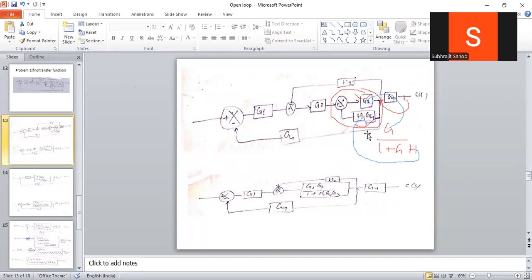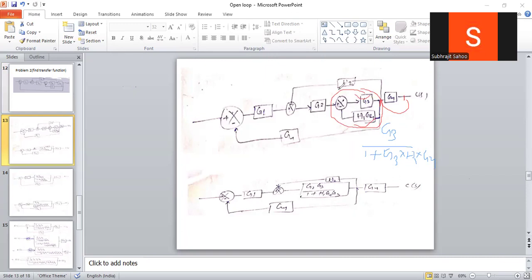G3. Correct. See, so this has become G3. I'm writing here, right? G3 divided by 1 plus this into this. So G3 into H1 into G4, H1 into G4. Right? So here 2 steps I have done directly. 2 steps I have done, that's why.